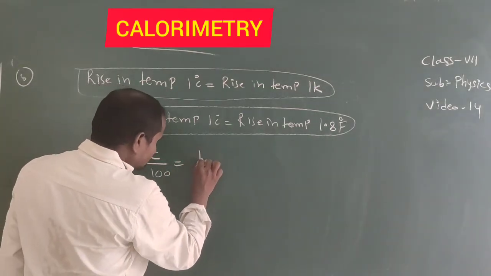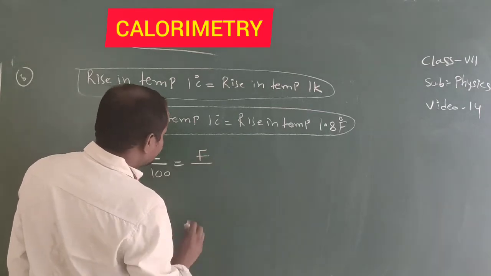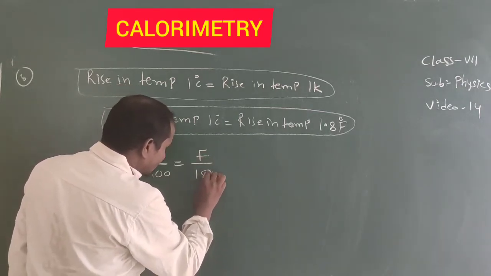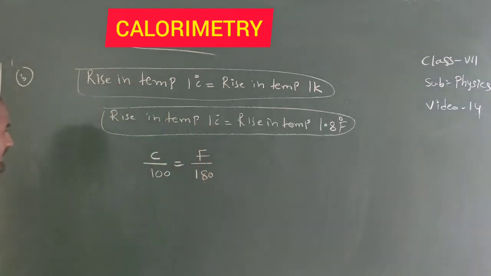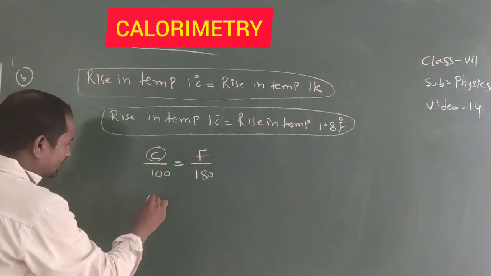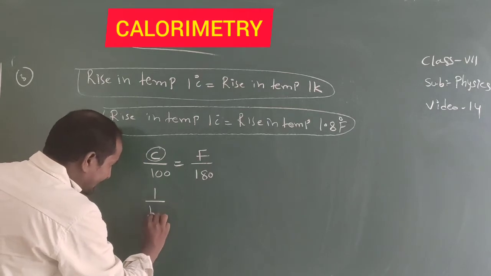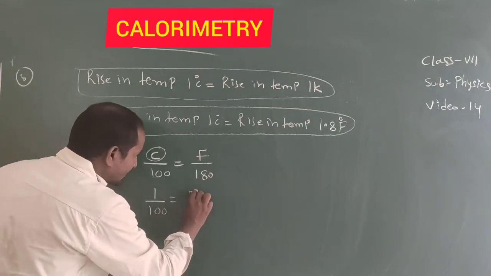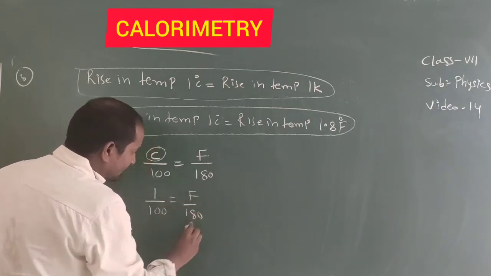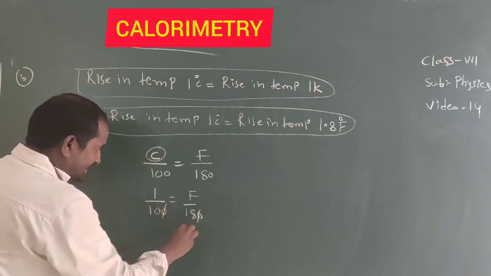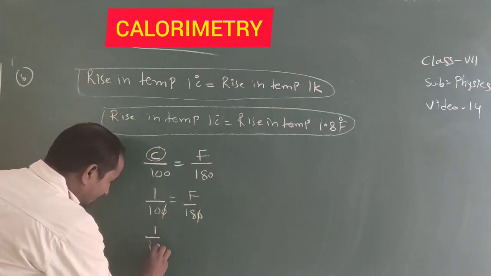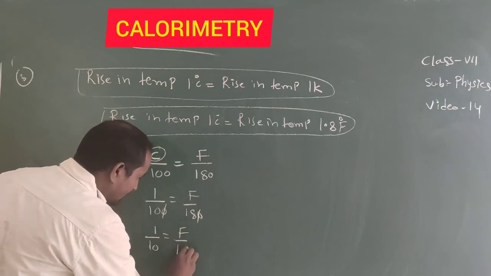Next one. F by number of degrees in Fahrenheit, that is 180. So what is the rise in temperature of Celsius? That is 1. In place of C we can write 1. So 1 by 100 is equal to F by 180. Okay, the zeros we cancel.